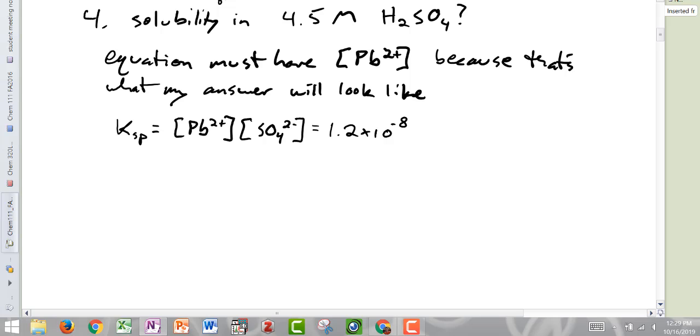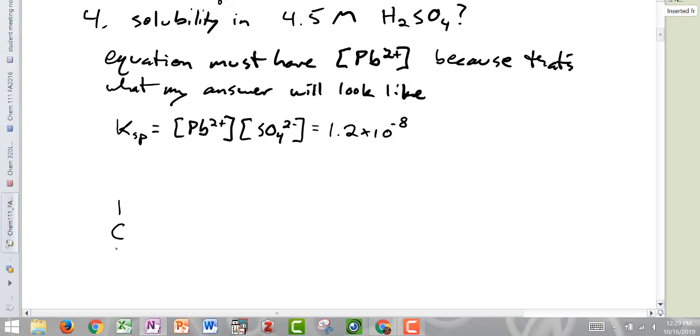You can approach this two ways. You can say ice table, and that will work just fine. If x is small, which it will be, you can also say, I want Pb2+ to be the only variable. If I had the concentration of sulfate, SO4 2-, I would have an equation with one variable, and I would be happy about that. Let's do it the ice table way, but you'll see it simplifies to that second way.